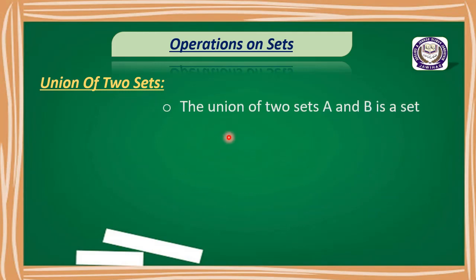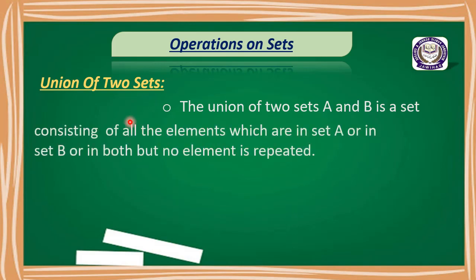If we have two sets A and B and want to find the union of the two sets, it is a set consisting of all the elements which are in set A or in set B or in both, but no element is repeated.